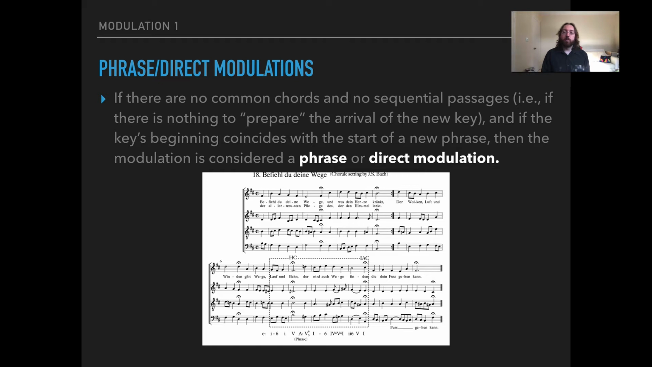And then there's also phrase or direct modulations. If there are no common chords and no sequential passages, in other words, if there's nothing to prepare the arrival of the new key, and if the key's beginning coincides with the start of a new phrase, then the modulation is considered a phrase or direct modulation. We see one here in this Bach chorale.